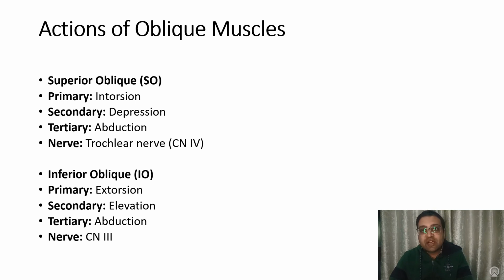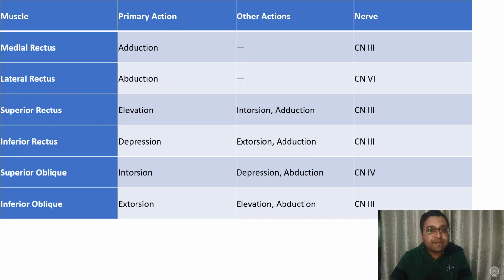Inferior oblique primary action is the extorsion, secondary is elevation and tertiary is the abduction. All right. Now coming on to the summary of all the muscles with their primary action and the secondary and tertiary actions, right? So we all know medial rectus and lateral rectus have adduction and abduction respectively.